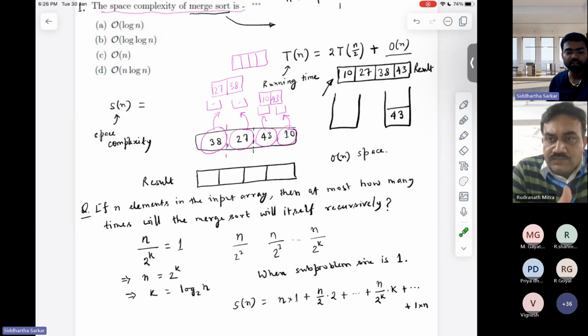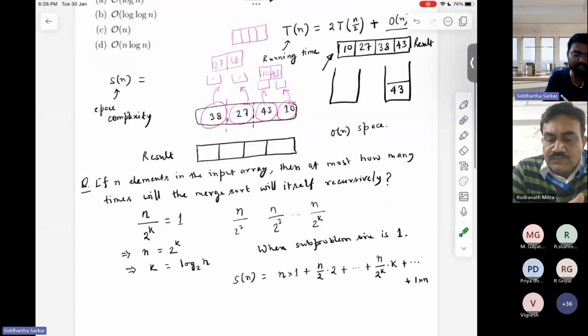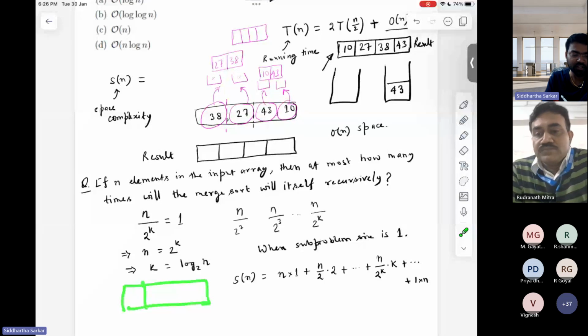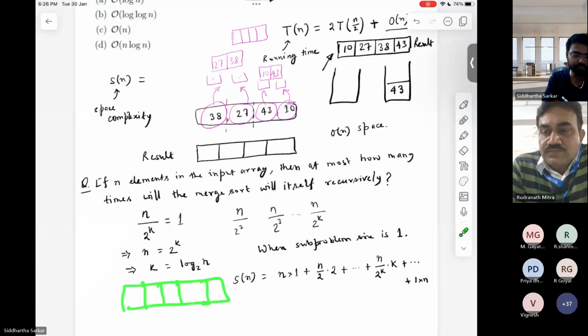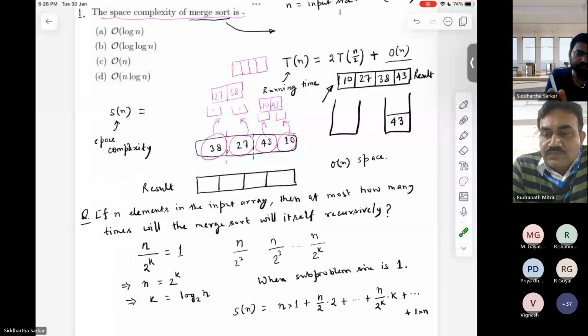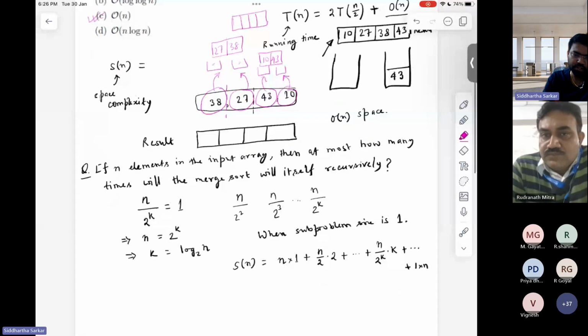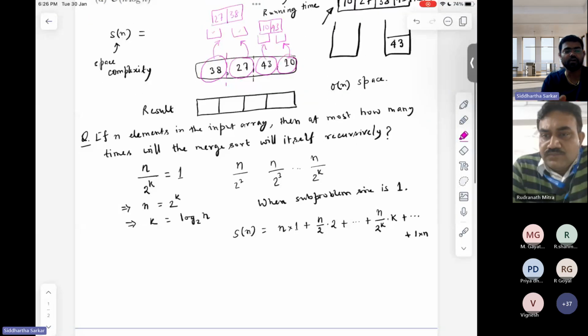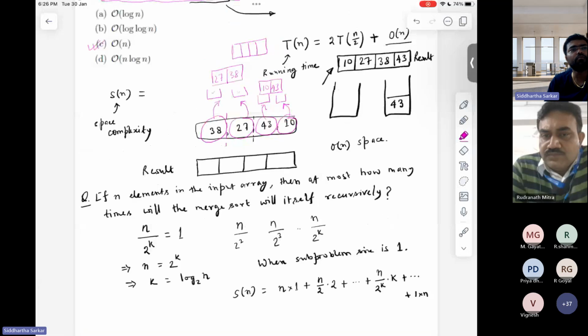And if we have the implementation that reuses the auxiliary space, then at any point the size of the auxiliary space will not exceed n, because the array size itself is n. Right. So therefore, the answer to this question is order n. That is, the best implementation will give us this complexity. Okay. Let's move to the next question. Or if you have any questions, you can ask me before we move to the next one.